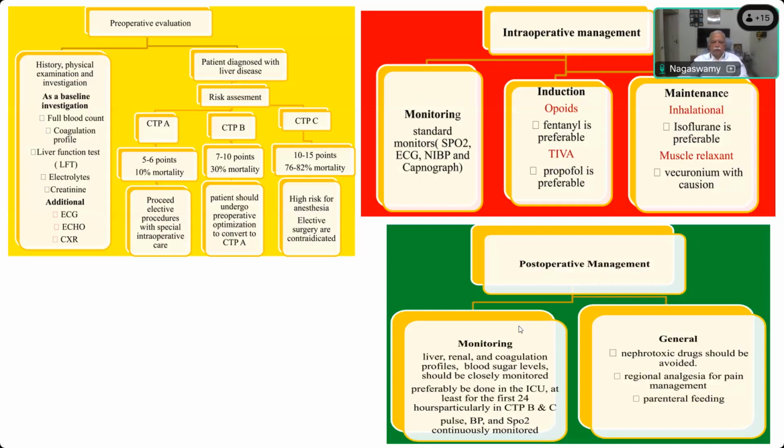Then post-operative management, again you have to monitor the liver function, renal function, coagulation profile, and sugar levels, because those can vary. It should be closely monitored, preferably in the ICU for at least 24 hours. Particularly in higher risk cases like CTP B and C, continuously monitor pulse, BP, and SpO2. Generally, avoid nephrotoxic drugs, and regional anesthesia for pain management can be given provided the coagulation profile is normal. And parenteral feeding, in case enteral feeding is not possible, we must keep an eye on the nutrition also.